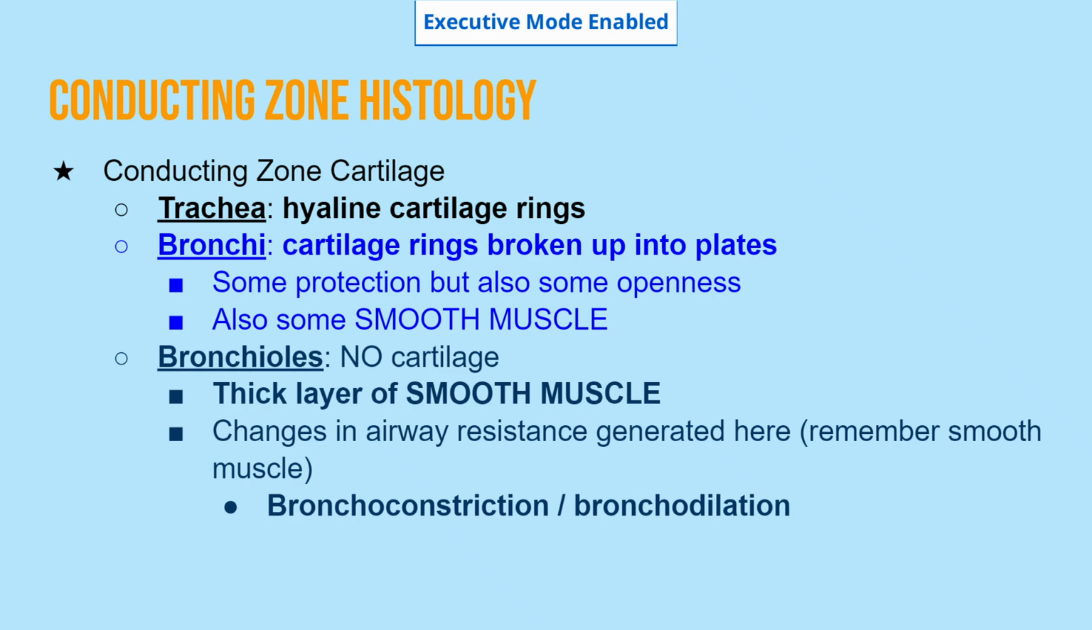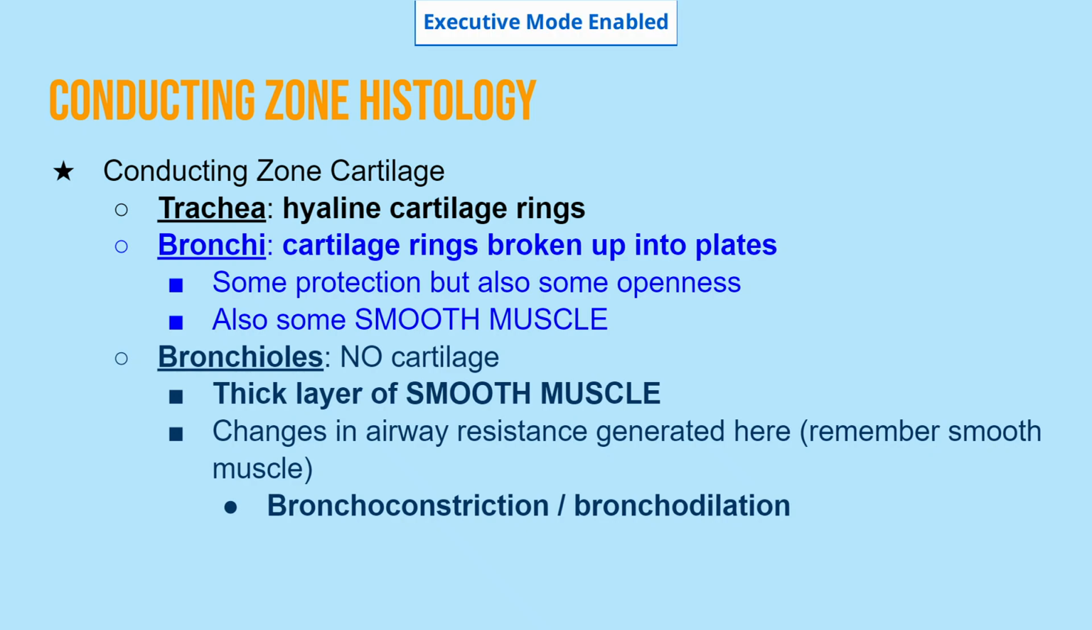So as you move down, the amount of cartilage also changes. In the trachea, we have a lot of cartilage, which enables the trachea to have a rigid circular shape to allow a lot of air in. As you get down into the bronchi, the cartilage is broken up into plates. So there's some protection, but there's also some smooth muscle, which allows some give, or some constriction and dilation.